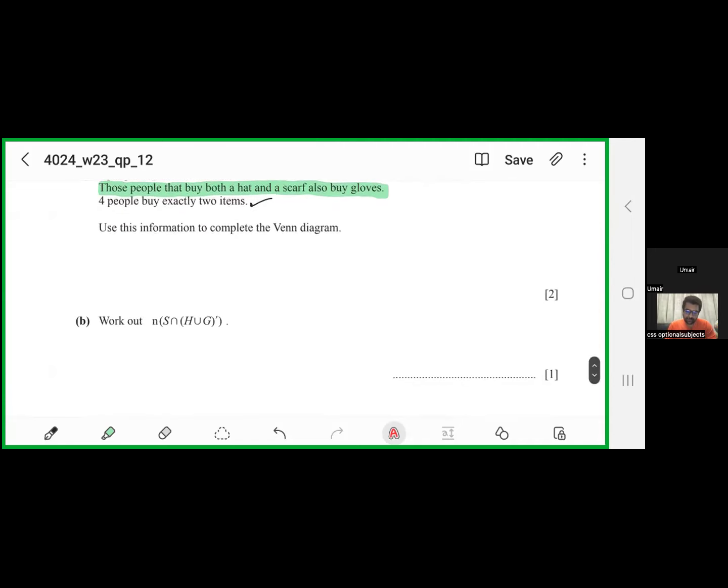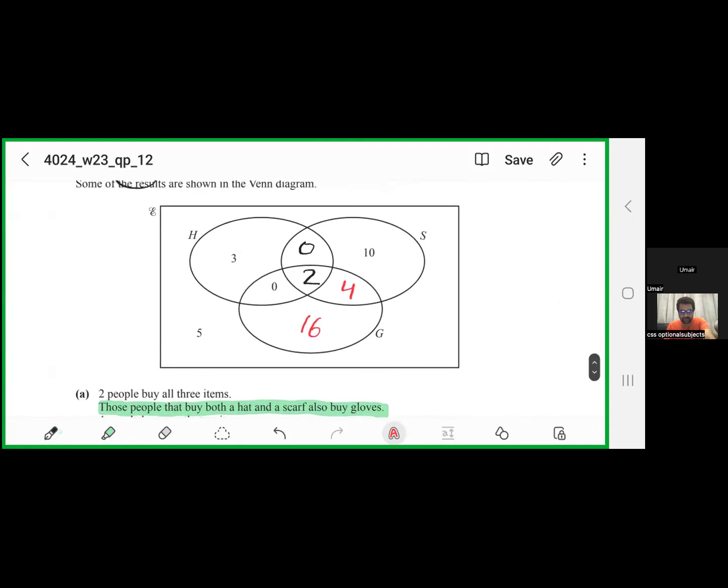Part 2 is to work out the number of elements in this region, which is S intersection, meaning the common region of H union G complement and S. The region which is common between H union G complement and S. Let us shade H union G complement. You know H union G. These two circles, H and G, are H union G. You will shade these two circles because this is H union G.